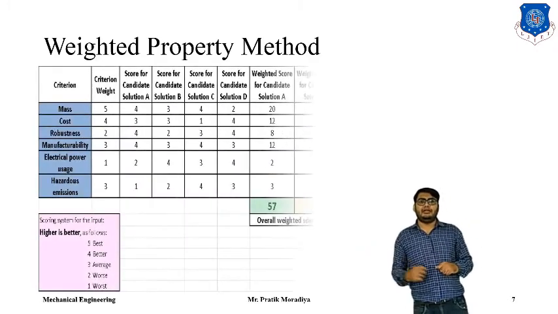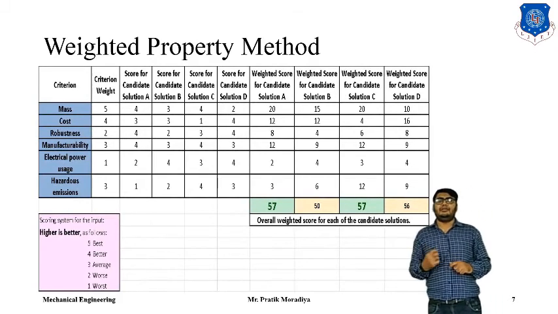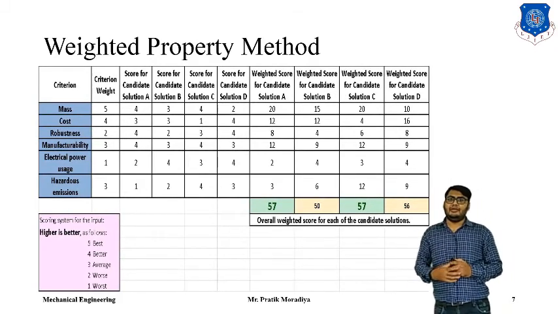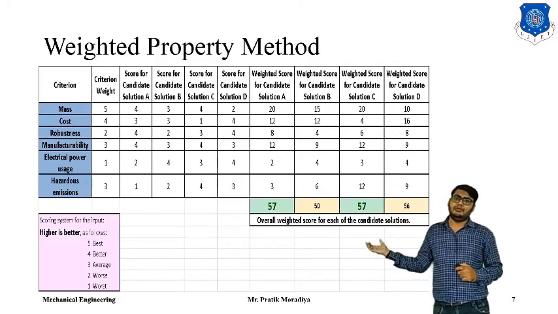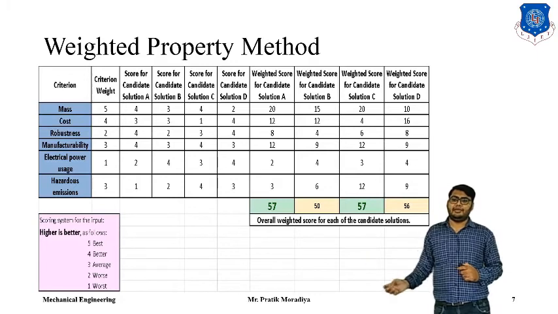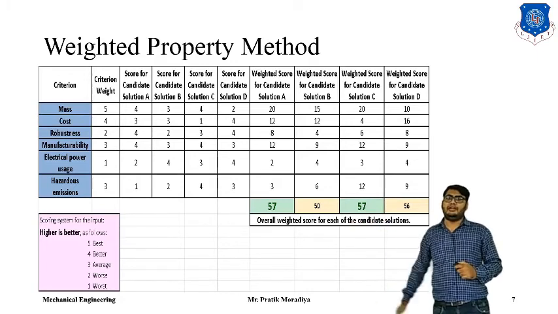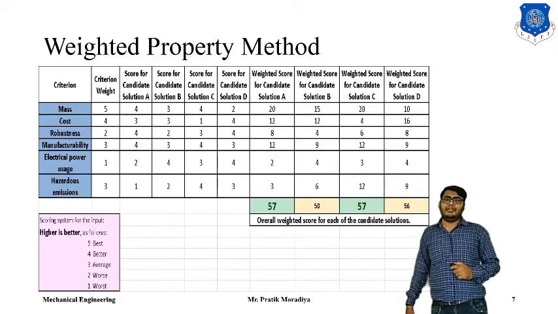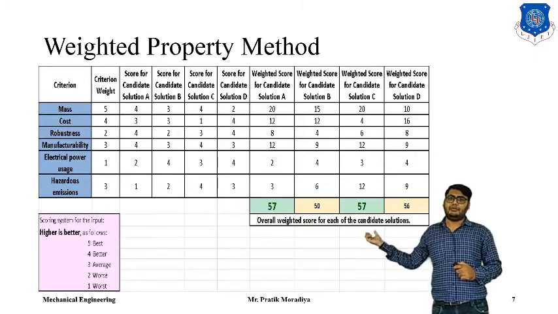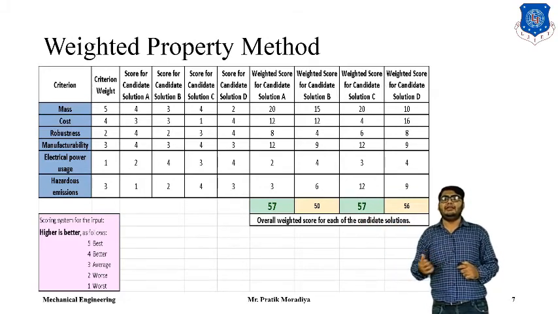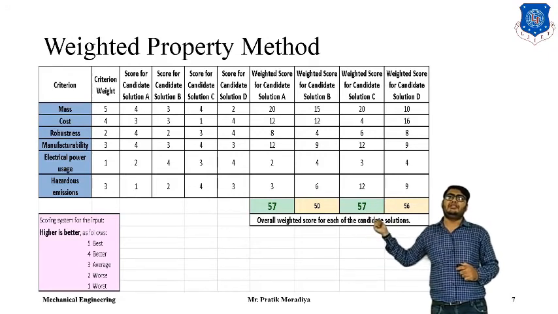For example, this is how we use the weighted property method. We will list out different properties or different criteria for material selection, and we will assign some weight to those criteria. Then we will list out all the candidate materials, candidate A, B, C, and D, and then we will multiply the weight by the fulfillment of the property. For example, in the crossed line, the weight is 4, and candidate A satisfies that criteria with 3.